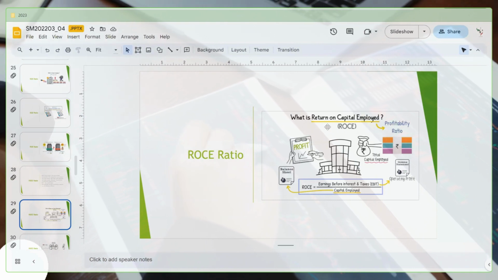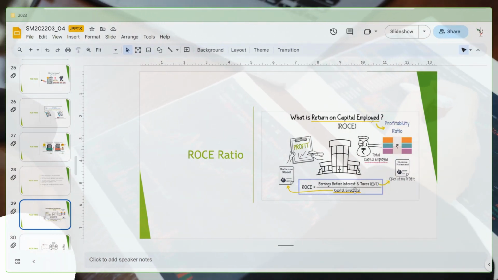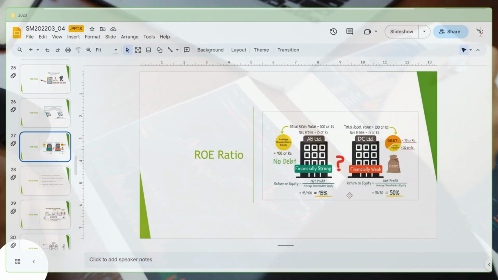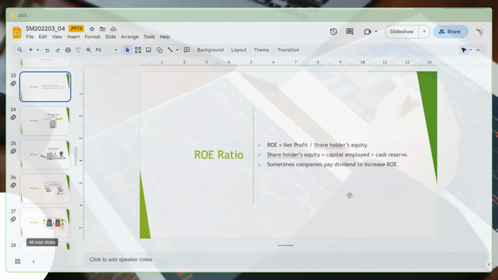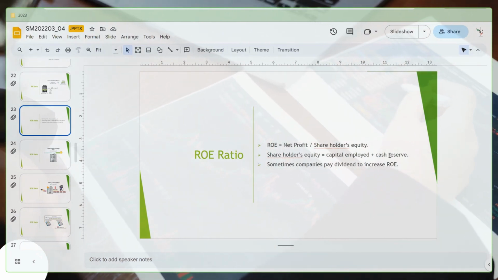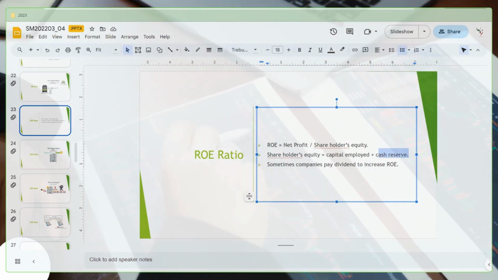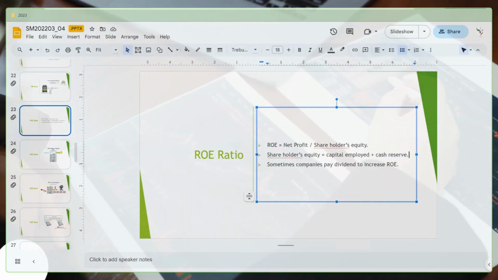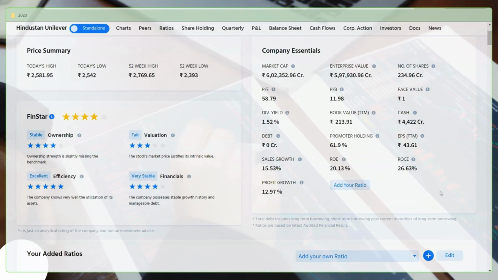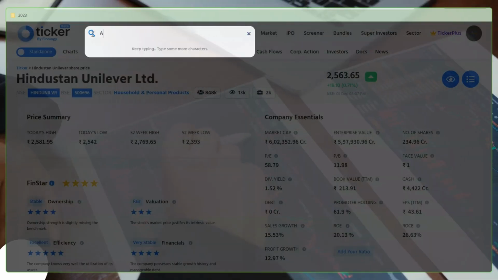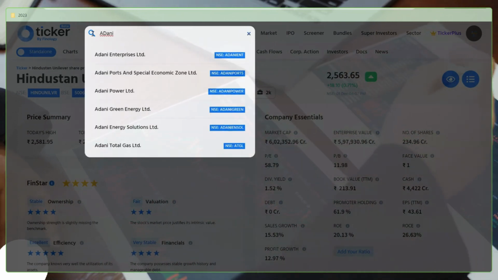So return on capital employed is earnings before interest divided by capital employed. This is for ROCE. ROE is based on capital employed, cash reserves. Okay. So for any company which has huge debt, we will see that. Then we can see this is HUL. Any company which has debt, say Adani Enterprises.